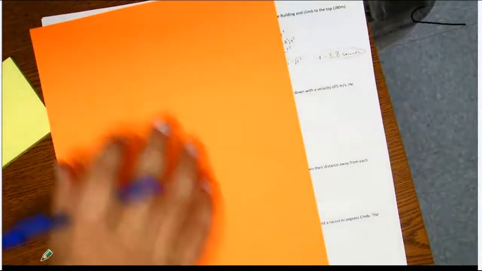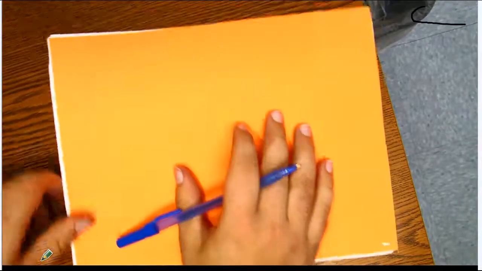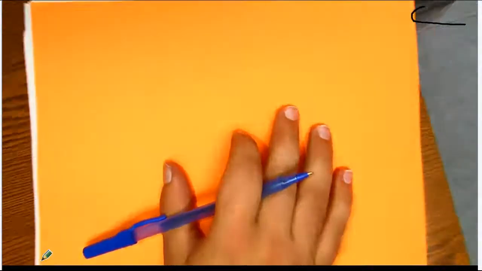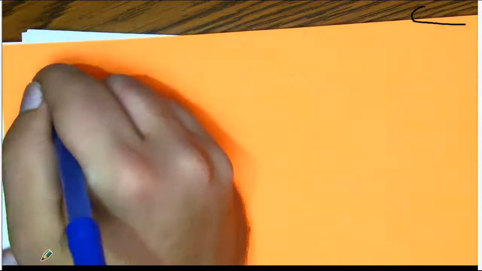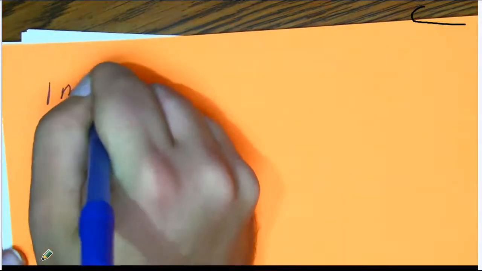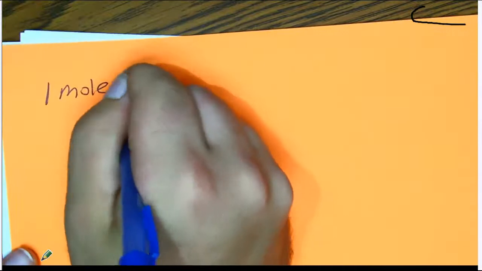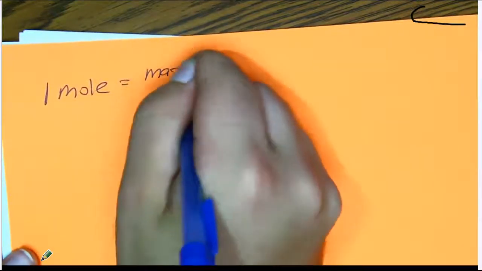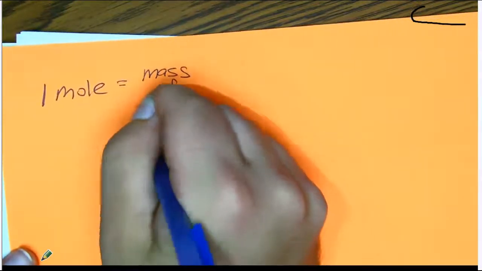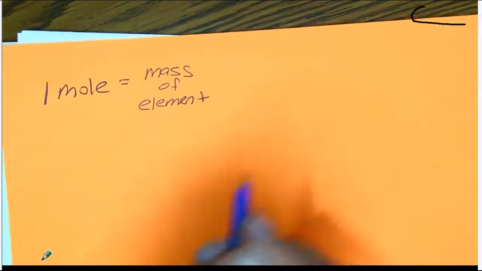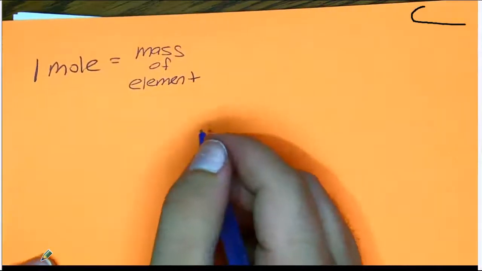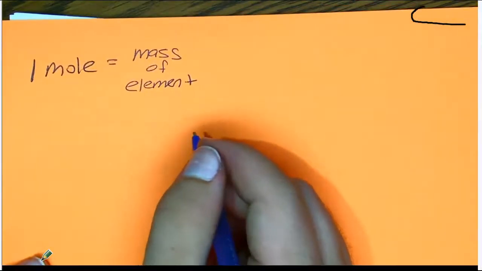Here's my piece of paper. Let's zoom in so we can see it. My conversion factor is always going to be 1 mole, and whatever the mass of the element is. Now, talking about dimensional analysis, one thing I mentioned earlier was how many seconds are in a day.